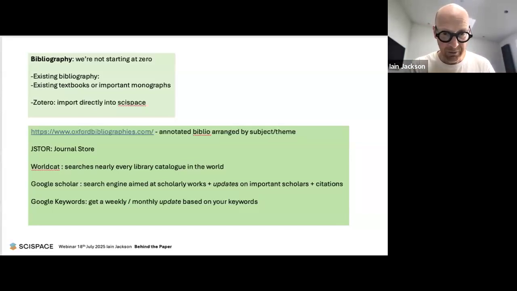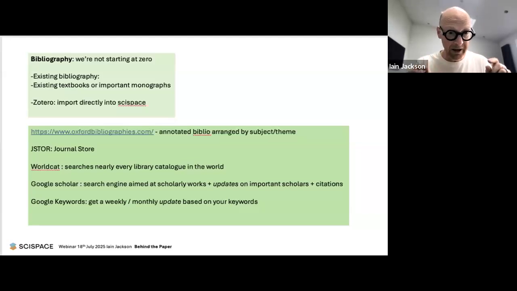I'm sure we all use JSTOR already, but don't overlook these traditional forms of searching. WorldCat searches every library in the world pretty much. And then good old Google Scholar and Google Keywords. We should still use these, not only as a search engine, but for their email updates. So I get a weekly update on any web article that covers my keywords. I get a weekly update on my favorite and most important scholars who I follow. If someone cited their work or if they've published a new work, I get an email update.